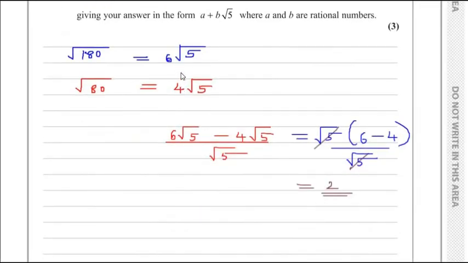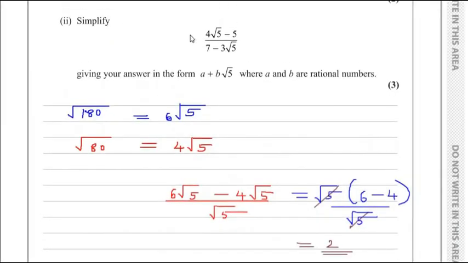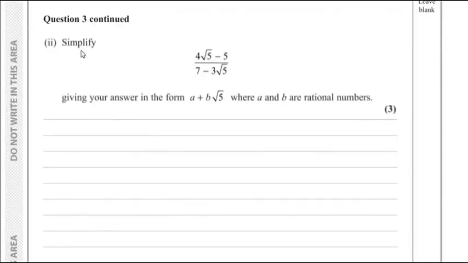So this is how we solve the expressions, and make sure that the answer comes in terms of radicals. Do not write the answers in terms of decimals. Now let us look at the second part of this question. Simplify (4√5 − 5) / (7 − 3√5), giving your answer in the form a plus b√5, where a and b are rational numbers.